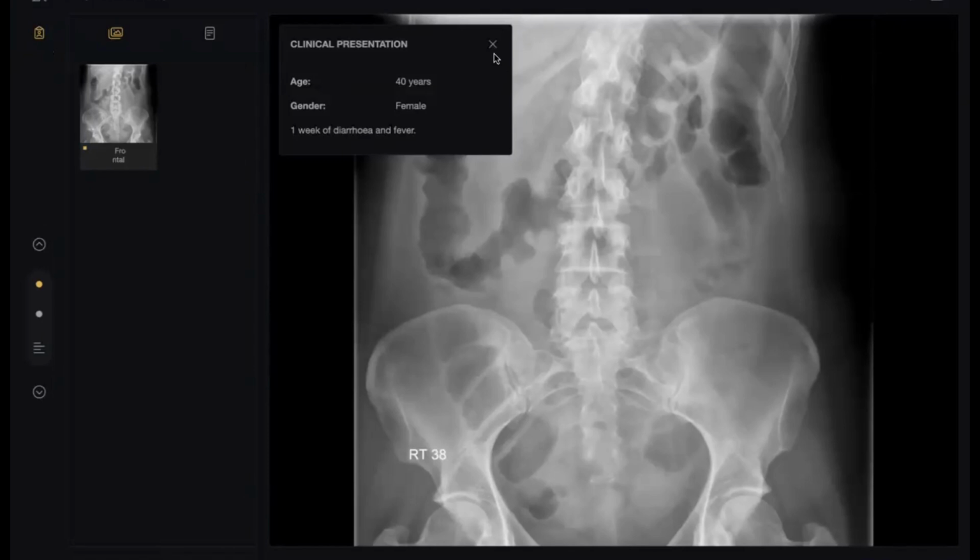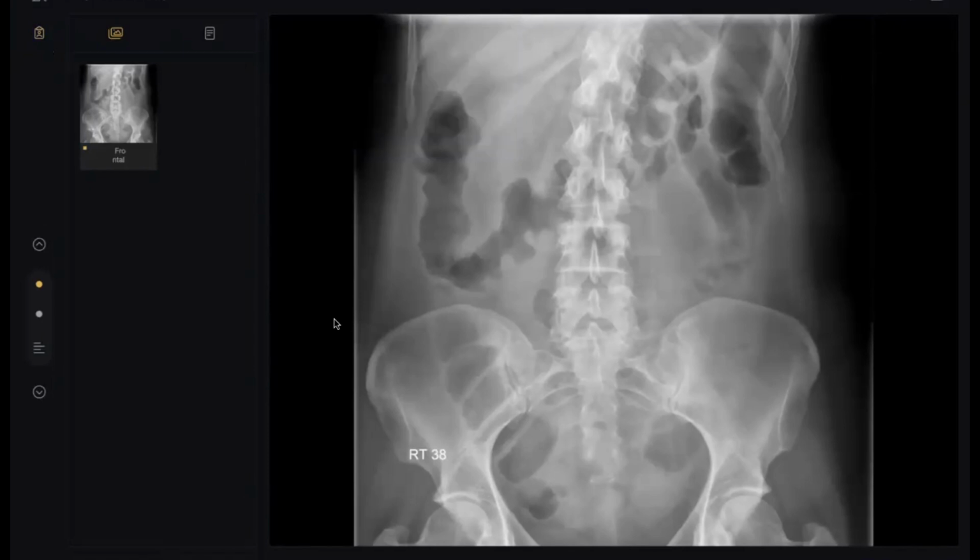A 40-year-old female patient presented with fever and diarrhea. I have been provided with a frontal radiograph of the abdomen of a patient presenting with a complaint of fever and diarrhea. Looking at the radiograph, I can see some evidence of loss of air in the left side of the colon.